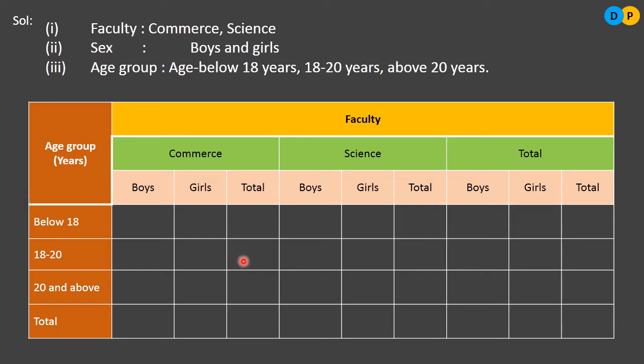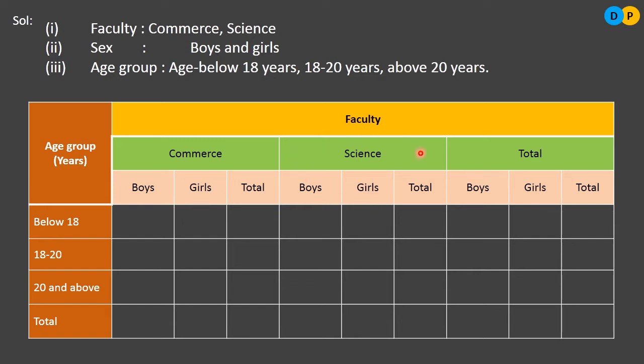Okay, so it will be easy for us to identify. For a given question, we need to consider a blank table. This is how we have created a blank table. There are three characteristics. Preparing a blank table or value table with values, it all depends upon identifying the characteristics. Here there are three characteristics: faculty, sex, followed by age group. Here I have considered age group in rows, followed by faculty and sex in columns.